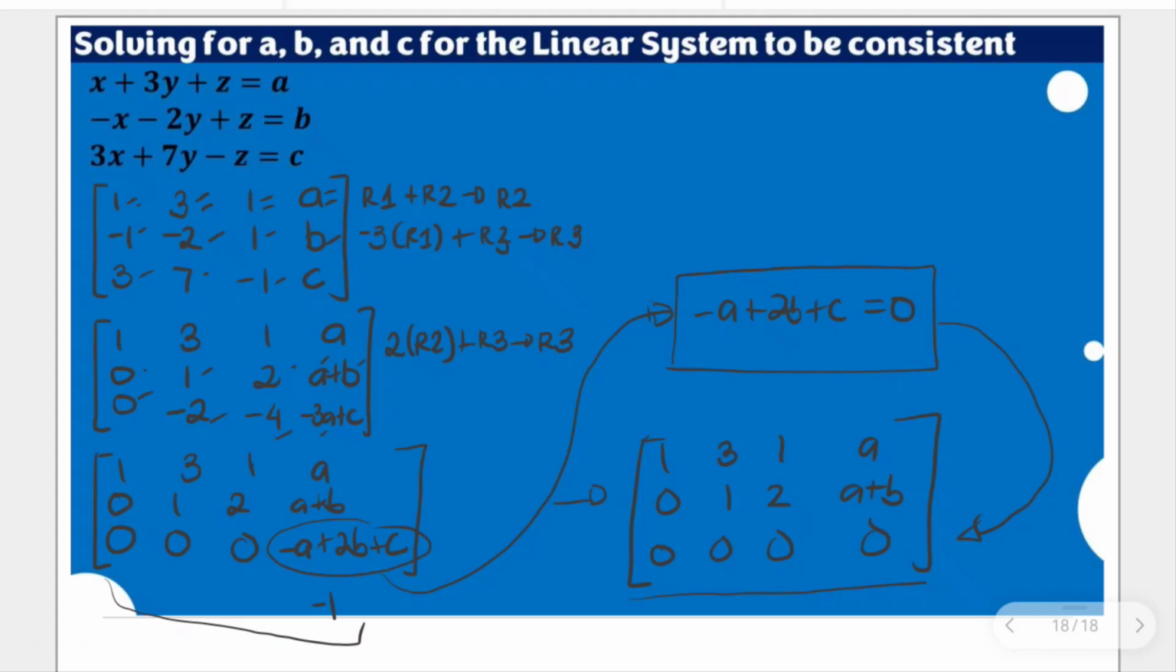So this is the result for this linear system to be consistent. It should be negative a plus 2b plus c is equal to 0.